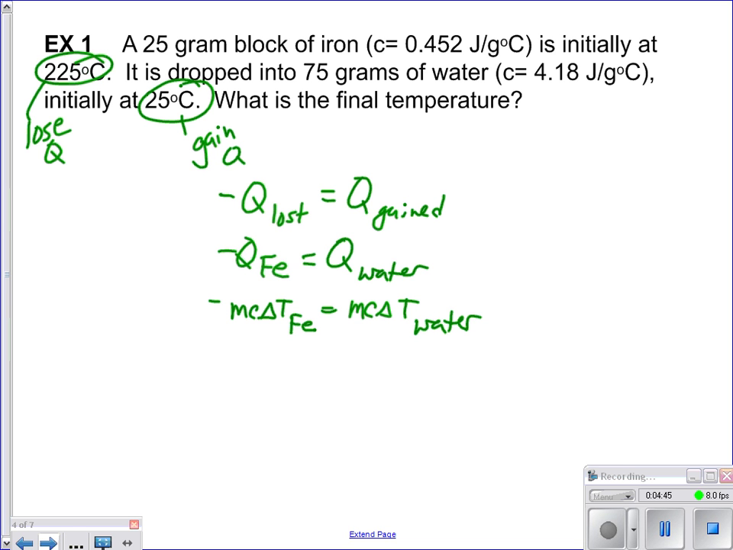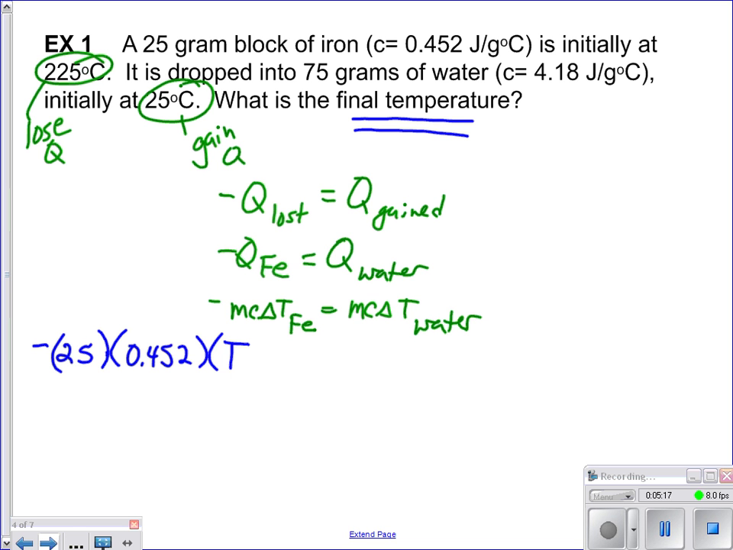Okay, so now it becomes a messy algebra problem. I'm going to start with my iron, and I see that I've got 25 grams. I'm not going to write my units on this, but I've got my 25 grams. I put a negative out there. Specific heat for my iron is 0.452 joules per gram degree Celsius times my change in temperature. And by the way, that's what I'm looking for, my final temperature. I'm given everything else except my final temperature.